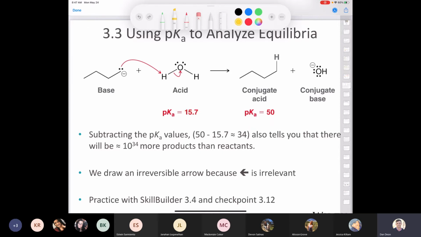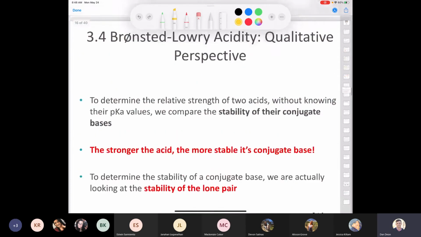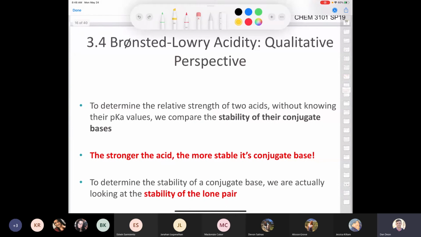Okay. So when you've got a huge difference in pKa values, you just write an irreversible arrow because the reverse reaction is basically irrelevant. There we go. So here we go. The Bronsted-Lowry qualitative perspective.